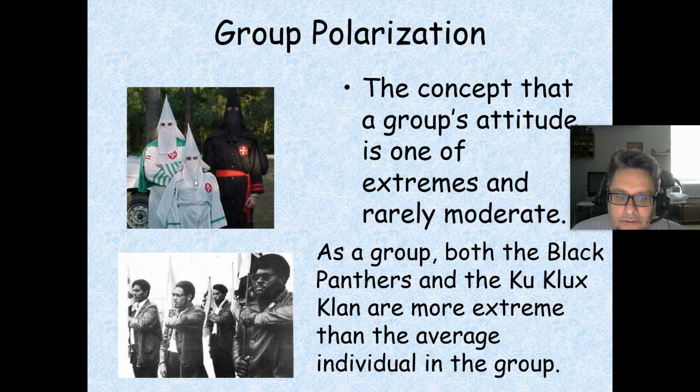All right. Group polarization. Whenever you're in a group, the people in the group have a tendency to go towards the extremes of the group. They don't necessarily go to the middle ground. So if you're in a group, you're much more likely to be extreme. If they were to take any one person out of that group and ask them questions, they would probably be much more moderate than they are when they're with the group.